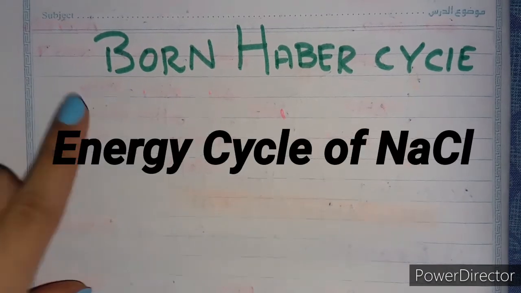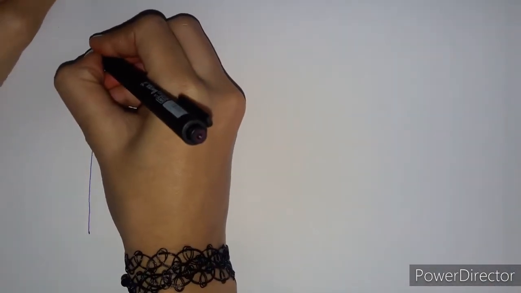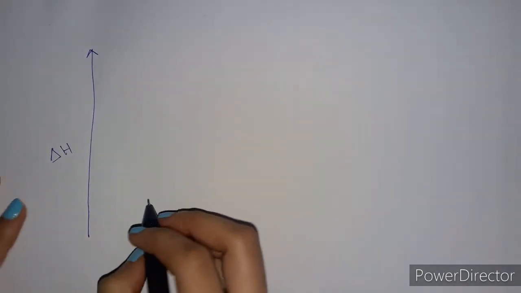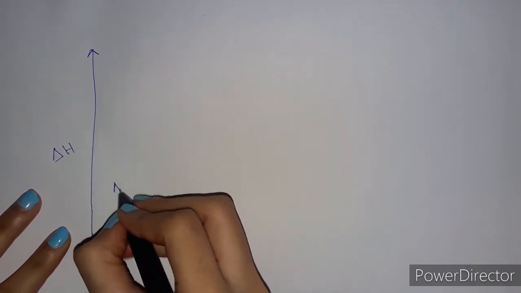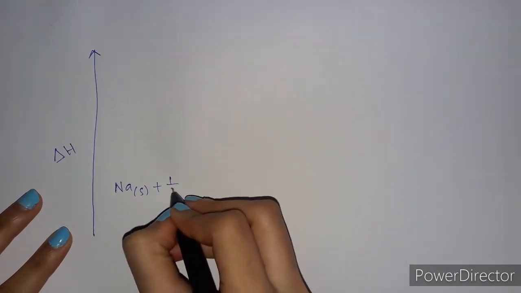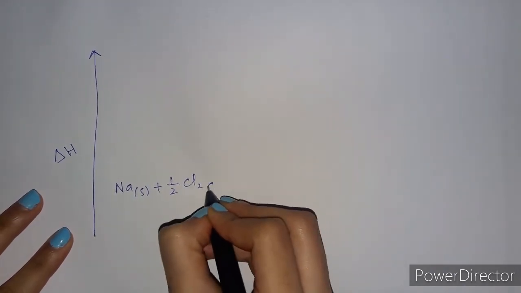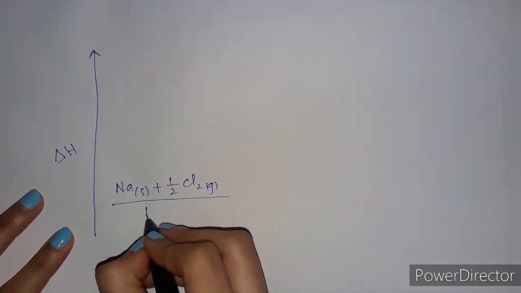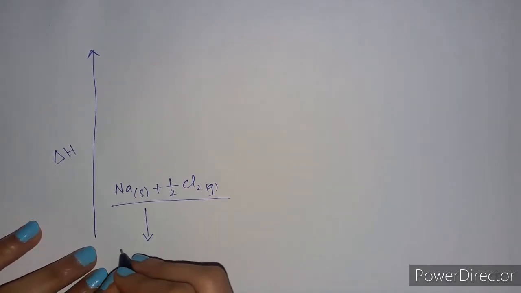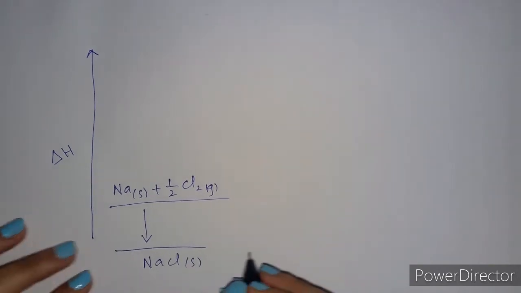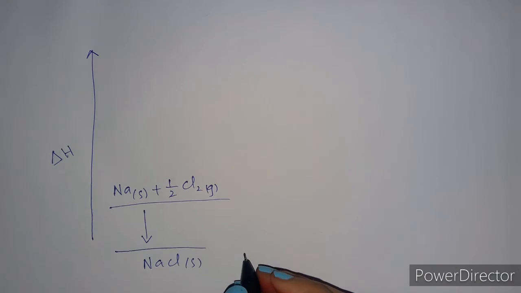Today we will study the Born-Haber cycle. First of all, we have to draw a line. This is the enthalpy change. In the first step, we have Na in the form of solid plus half of chlorine in the form of gas, which gives NaCl in the form of solid. So this is the first path or first step.